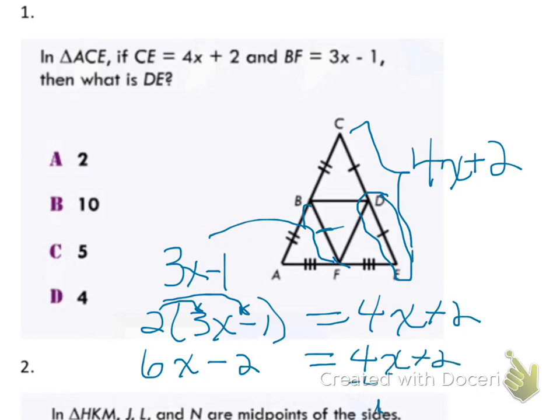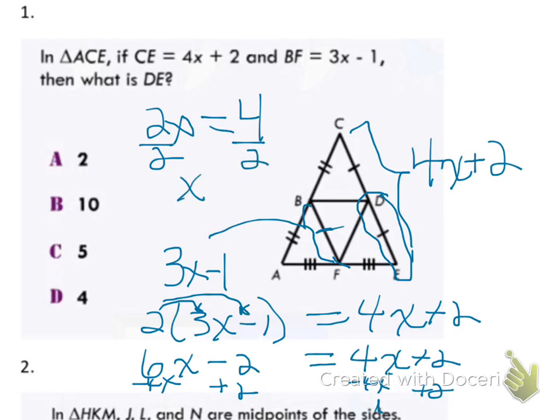Okay, subtract 4x, and I'm going to get 2x. So up here I'm going to say, I get 2x equals, okay, what does it equal? Add 2, 2x equals 4, divide by 2, x equals 2, but we're not done because they've never asked us to simply find x. So far I have x equals 2.